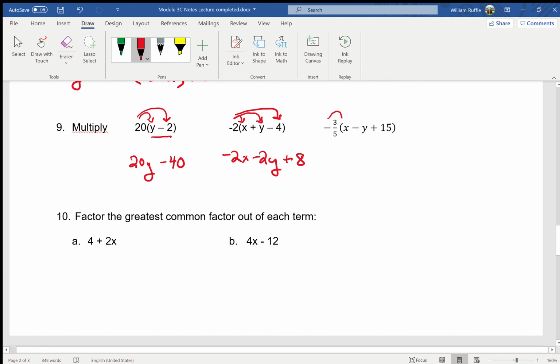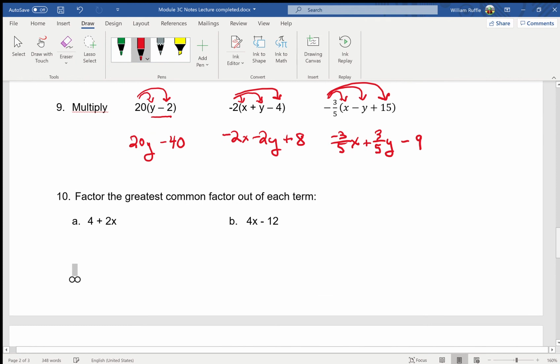So now this time I have to distribute a negative 3/5 to each one of these. Negative 3/5 times x is negative 3/5 x. And negative times a negative is a positive 3/5 y. Now negative 3/5 times positive 15. So it's a negative times a positive, which is a negative, and then it's minus 9. Now, in all three of these, none of them have any like terms to combine. So these are my answers.